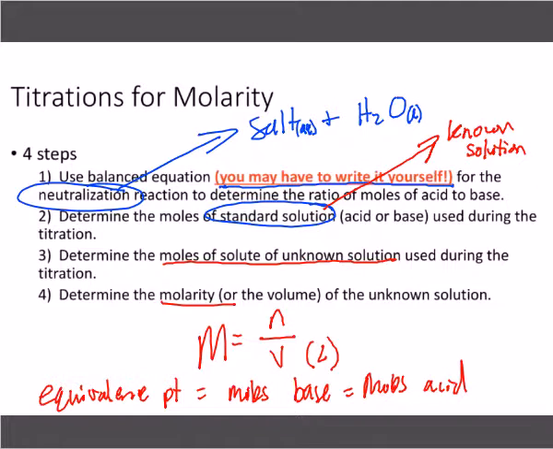So when you're at the equivalence point, you can use your balanced equation to figure out the moles of your acid or your base, which is your unknown. When they're at that equivalence point, the moles of your base equal the moles of your acid. Meaning, like we said on the slide before, hydrogen concentration equals hydroxide concentration. Does that make sense? That's the theory behind it.